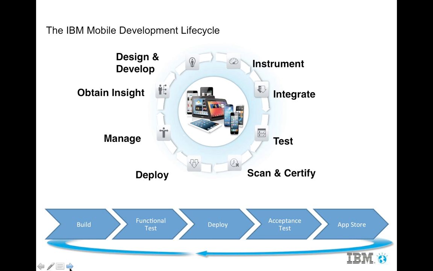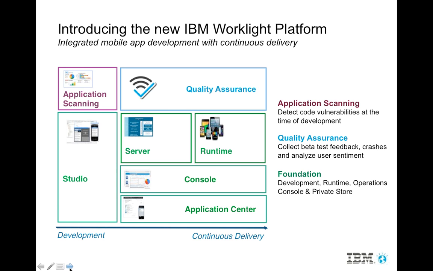So you see an abridged version of a DevOps flow there, from build through to test and deployment, testing, and then delivery and release as well. Moving through that, I have some thoughts on the design and development facets. First of all, as I said, I'm approaching this from a Worklight perspective. Worklight provides a mobile application platform, and recently we've grown that with application scanning and quality assurance.